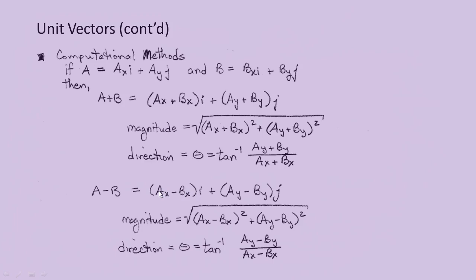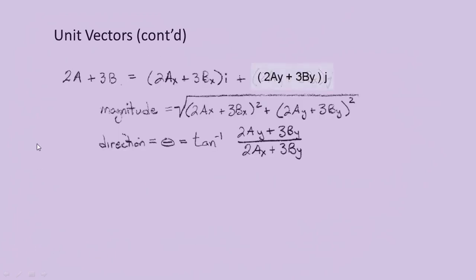in the negative direction. And we can use the Pythagorean theorem once again to get the magnitude of this resultant vector, a minus b, and we can use the inverse tangent function to get the directional angle theta for that resultant vector. And finally, if we're doing scalar multiplication, for instance, suppose we're taking 2a plus 3b.